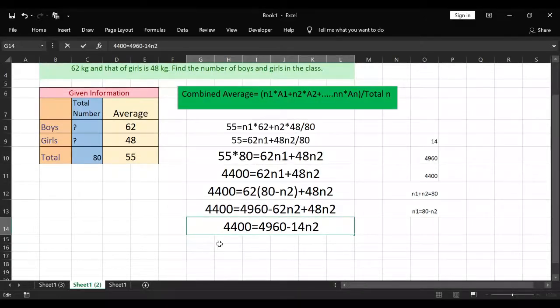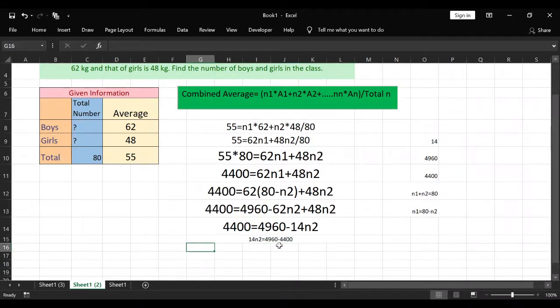So now I can simplify further. Here I'll change the sign. So this minus 14 n2 will become plus 14 n2 equals 4960 minus 4400. So I repeat, minus 14 n2 will become plus 14 n2 equals 4960 as it is, and this 4400 will become minus 4400.